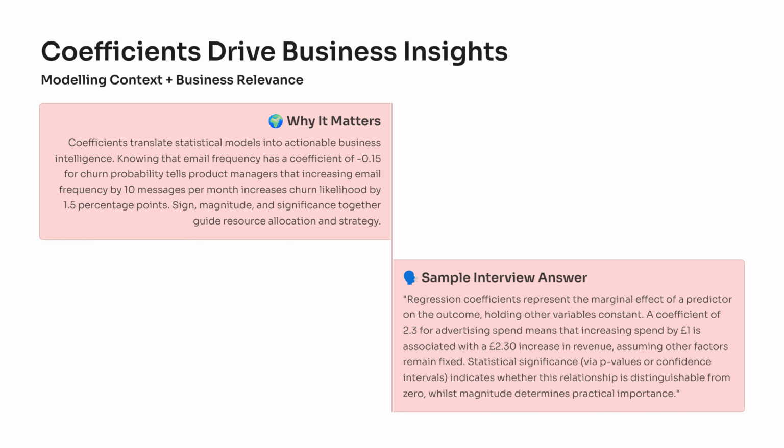Here's a strong sample interview answer you could give. Regression coefficients represent the marginal effect of a predictor on the outcome, holding other variables constant. For example, a coefficient of 2.3 for advertising spend means increasing spend by £1 is linked to about £2.30 more in revenue, assuming other factors remain fixed. Statistical significance tells me whether this relationship is likely real, and the magnitude tells me whether it's meaningful for business decisions.